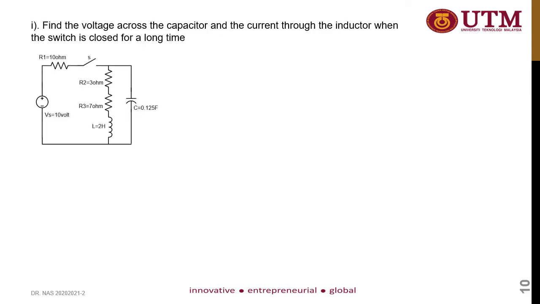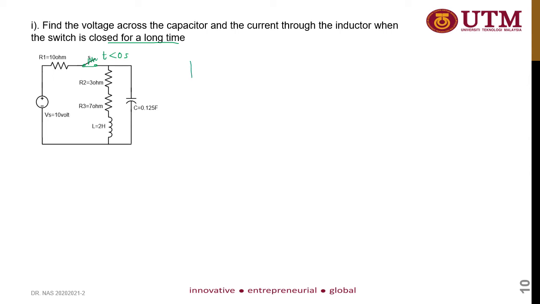Okay, find the voltage across the capacitor and the current through the inductor when the switch is closed for a long time. So this is the condition where the switch is closed for a long time at t less than 0 seconds. When the switch is closed, there's a complete path of current flow across the passive components. When the circuit is closed for a long time, the inductor acts as a short circuit while the capacitor appears as an open circuit.